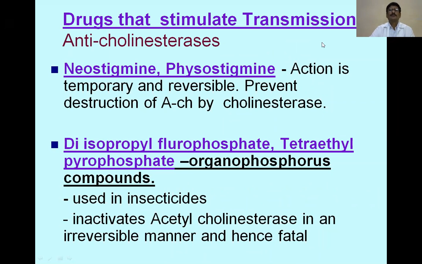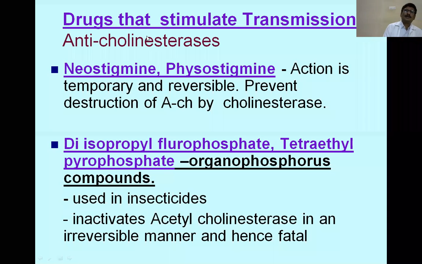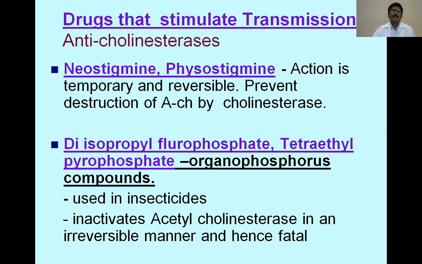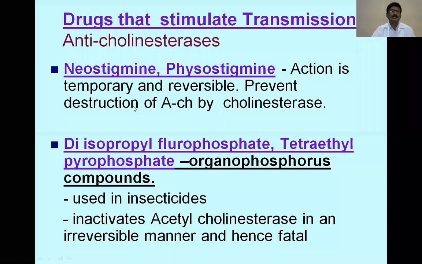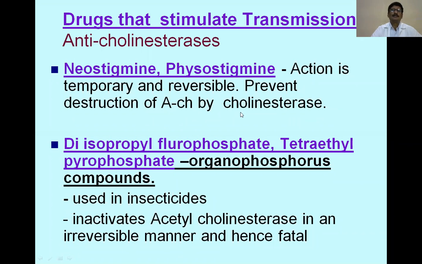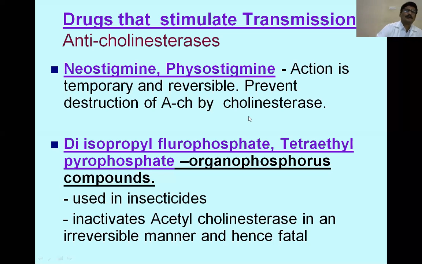Now there are some drugs that will stimulate transmission. They are called anticholinesterases. Why do they stimulate? Because they don't allow acetylcholine esterase to be there in the vicinity, so the action of acetylcholine is for a prolonged period. Like neostigmine and physostigmine, the action is temporary, reversible, and prevents destruction of acetylcholine by cholinesterase. They inhibit the activity of cholinesterase, thereby acetylcholine will remain for a longer period there, so they can cause persistent depolarization.